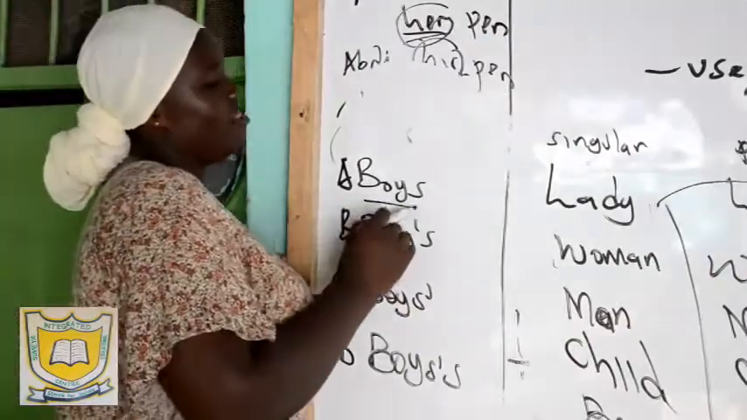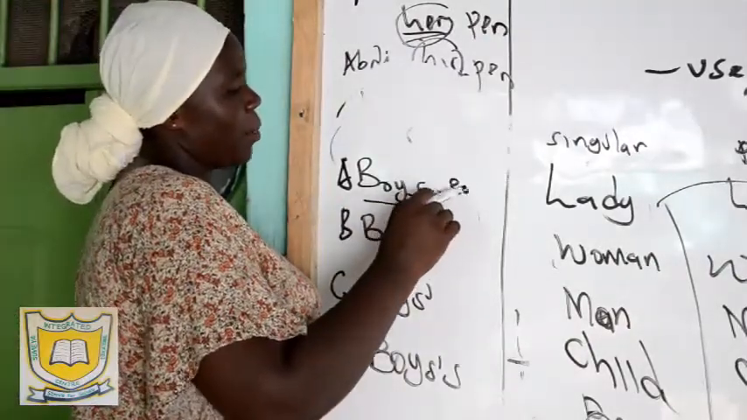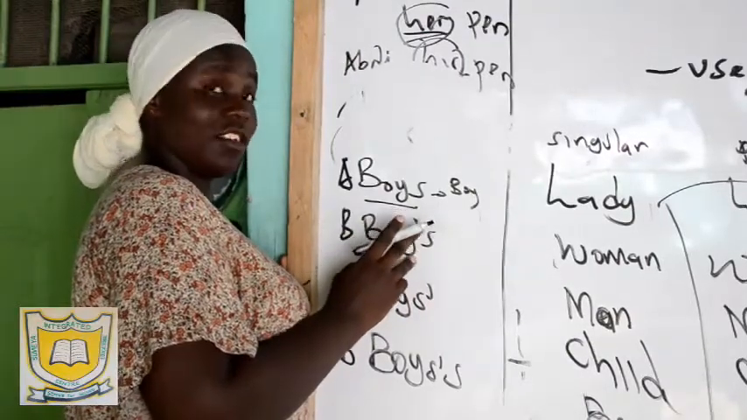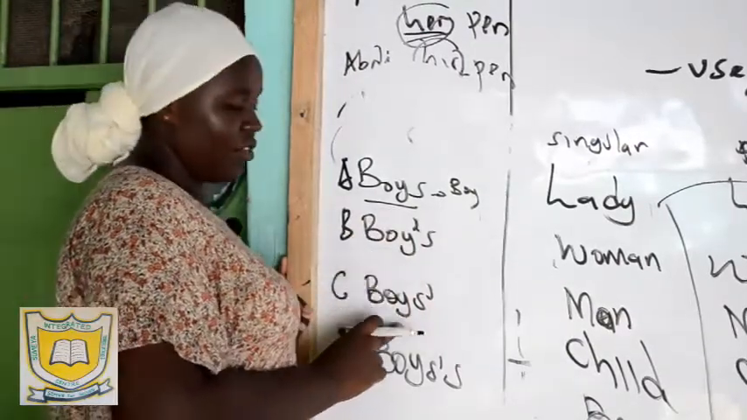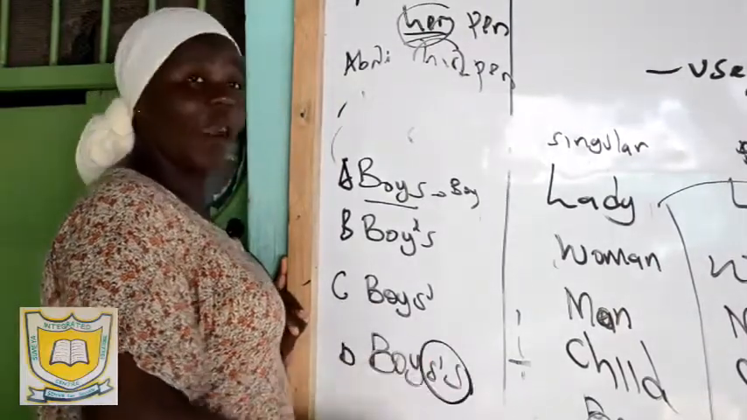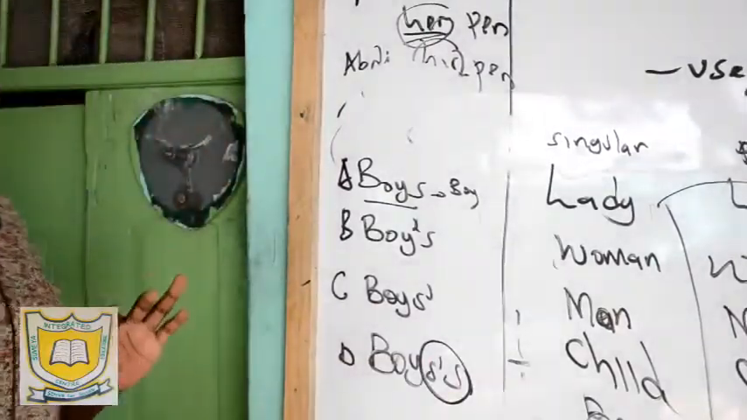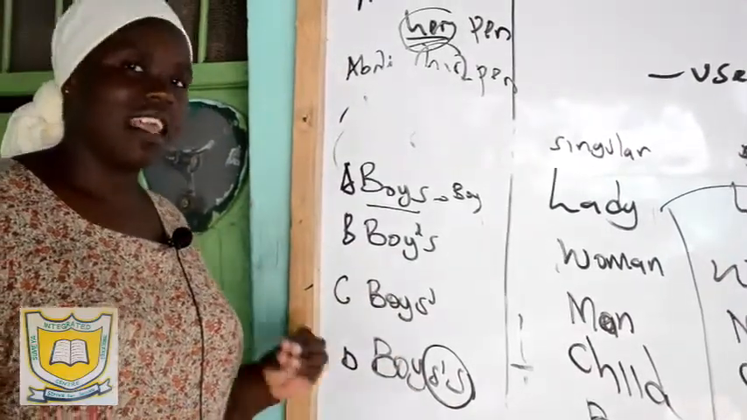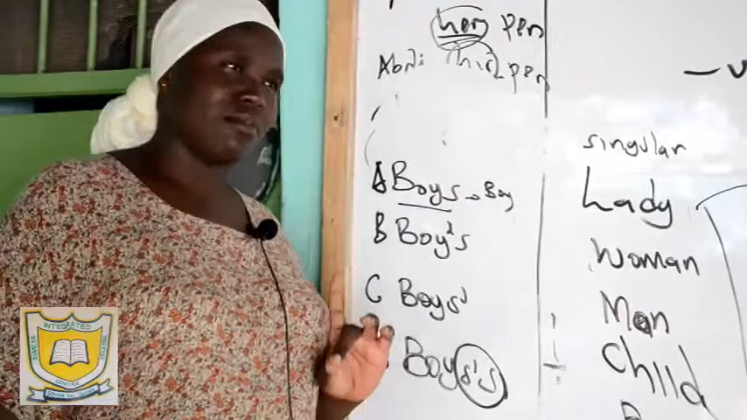So you have boys, which is the plural of the word boy. And then you have boy's, which shows what? Possession in singular. And then you have boys', which shows possession in plural. But we don't have this. Why? Because once a noun ends with an S to show its possession, you don't add another S. You simply add an apostrophe.